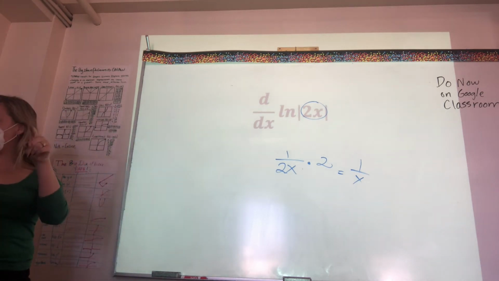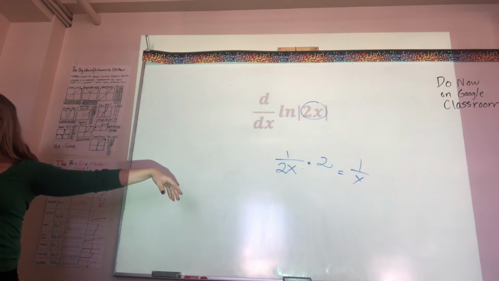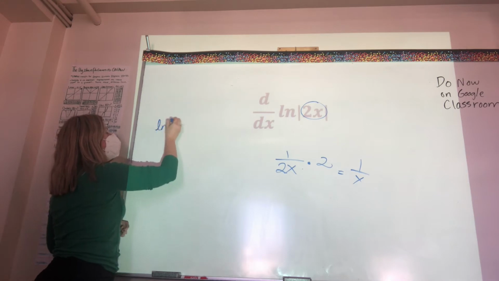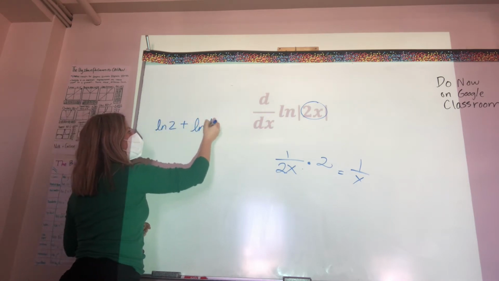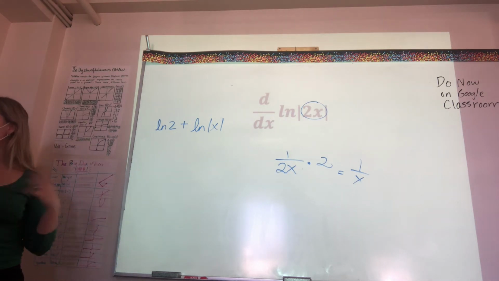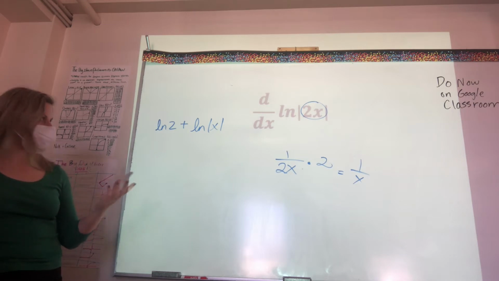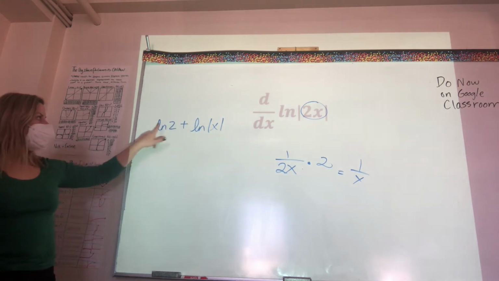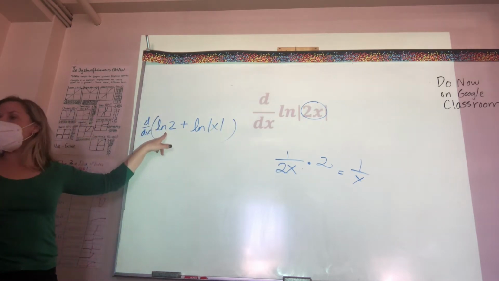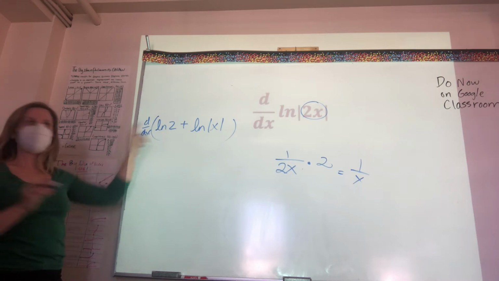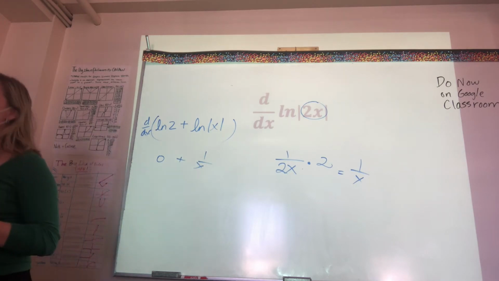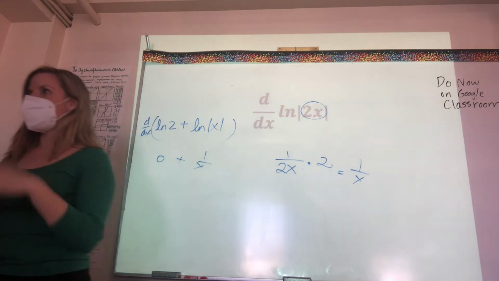There's a second way to do this, which is wicked cool. The other way is to rewrite this as ln of 2 plus ln of absolute value of x. Ln is a type of log, a natural log, and the log of a product is the sum of two logs. Taking the derivative, ln of 2 is just a number, so its derivative is 0. The derivative of ln of x is 1 over x. So it doesn't matter what this number is. It's just going to be 1 over x.